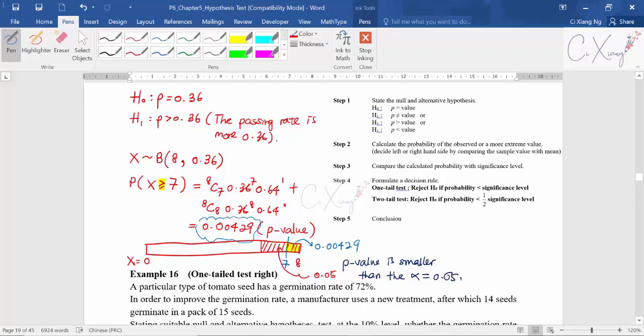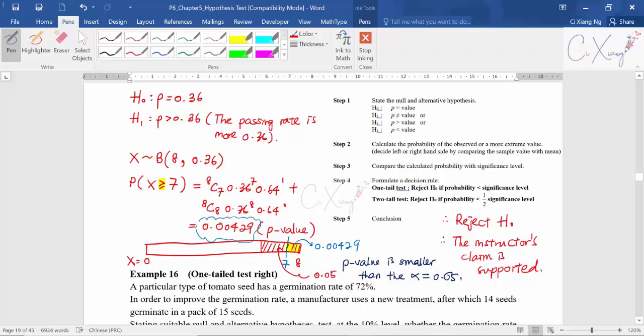Very obvious now from the graph, you can see that the 7 and its area are located under the rejection region. So you make a decision: you need to reject the null hypothesis. Since you reject the null hypothesis, it means that the instructor's claim is supported, which means it's true. For this particular instructor, the passing rate for the first attempt is higher than 0.36.